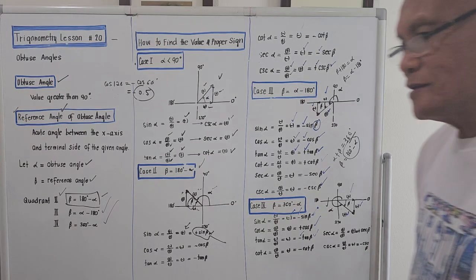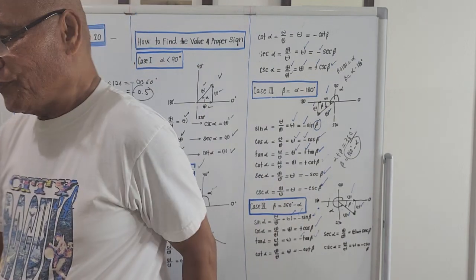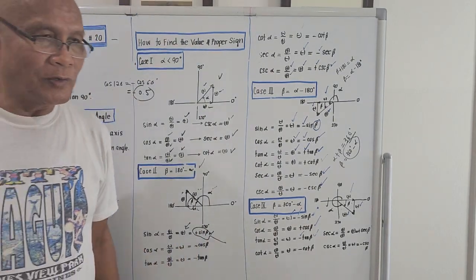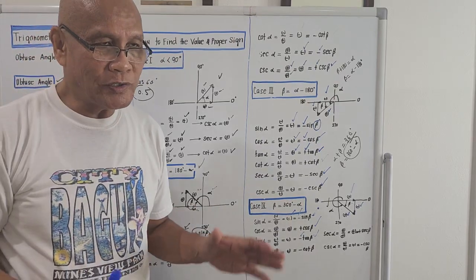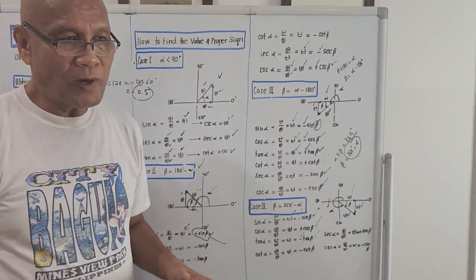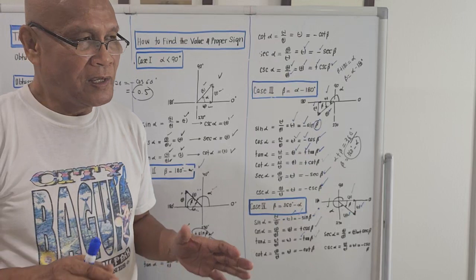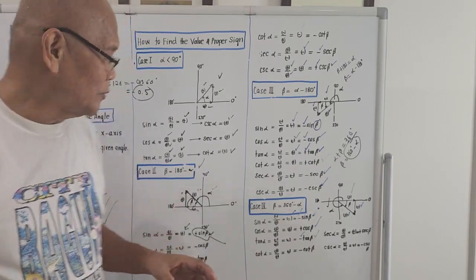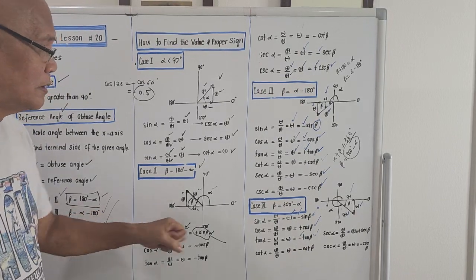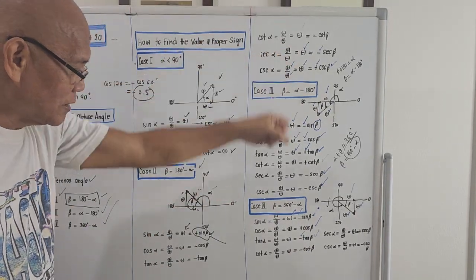Okay, that's it, guys. So if you don't have any calculator and you're given an obtuse angle which is greater than 90 degrees, and the problem is asking what will be the signs and values of the different functions, the proper solution should be this one here. Case number 2, case number 3, case number 4.